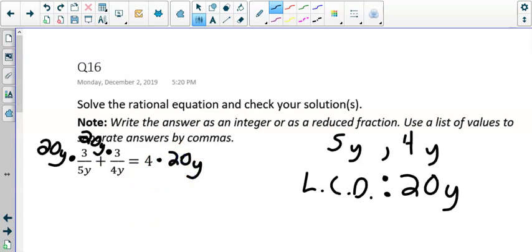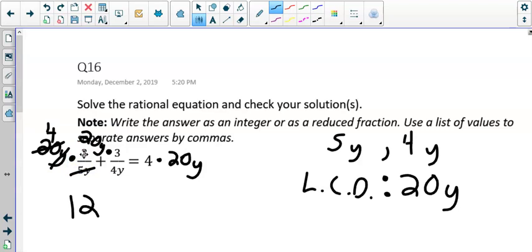So what's going to happen between the 20y and the 5y? The 5y goes away. So does this y. But the 20 doesn't fully go away. The 20 becomes what? A 4. Because 20 divided by 5 is 4. So what do I have left for my first rational here? 12. That's it. Not over anything. We got rid of the denominator. It's just 12. Because 4 times 3 is 12.